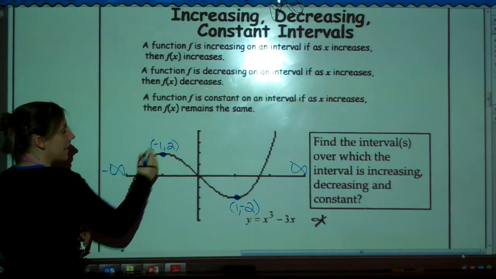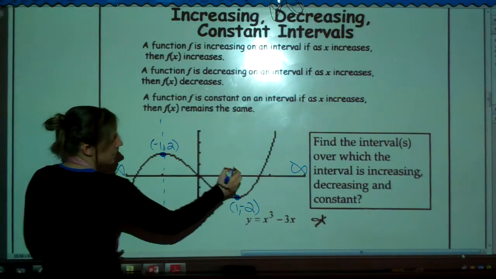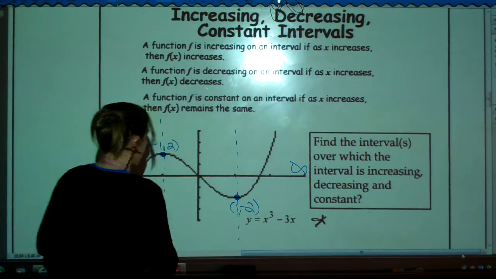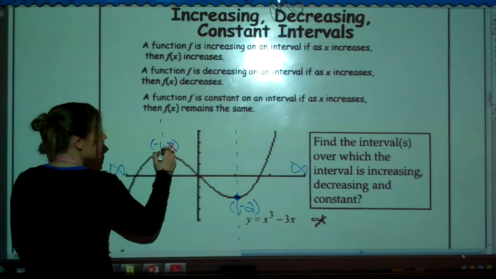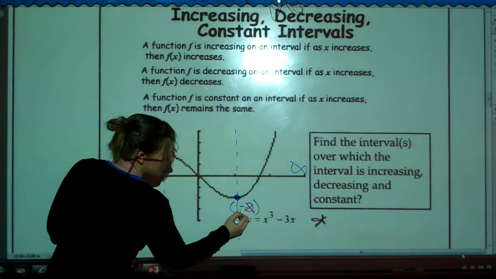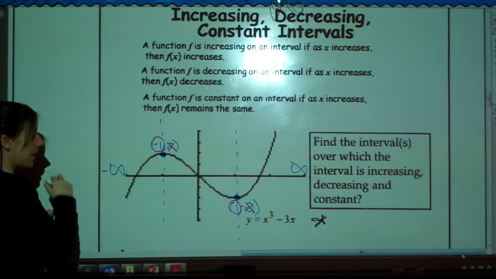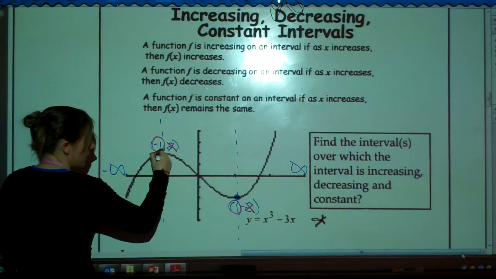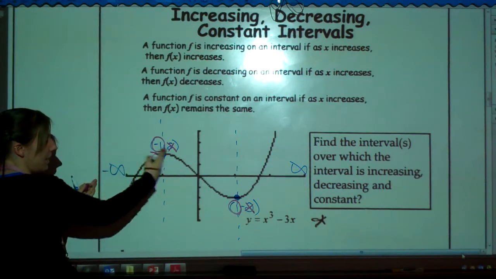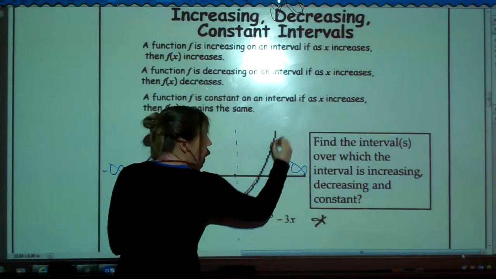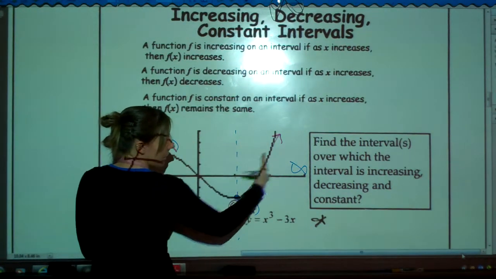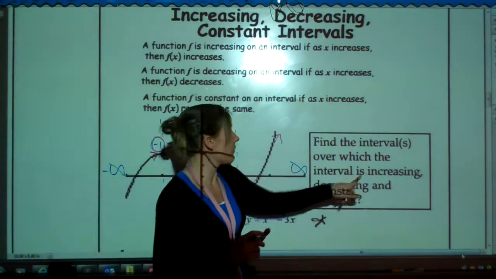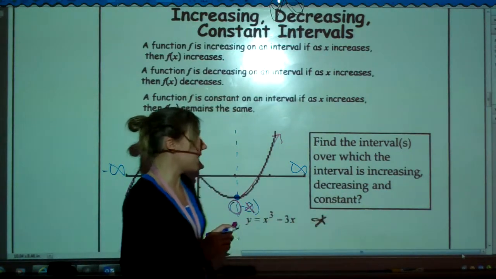Okay? And again, if it helps to use those turning points to break it into sections, that's fine, however that helps. And remember, you don't look at the y values, we just look at the x values. We're using x like a number line. Okay, so from left to right, this section is increasing because it's going up from the left off to the right. This section is also increasing because it's going up from the left to the right.